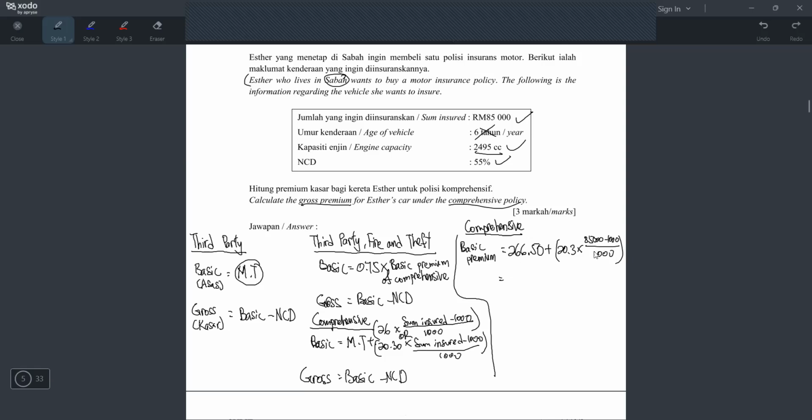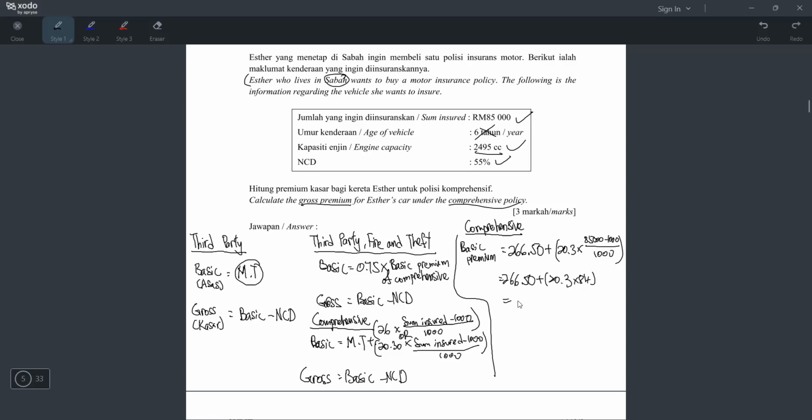Okay, what I'll do is I'll calculate this fraction first. What is 85,000 minus 1000? 84,000. And then divide 1000 is 84. So this will be 20.3 times 84 and then plus with 266.50. Now we press this whole thing in the calculator. Let me press 266.5 plus 20.3, 20 ringgit 30 cents, and then times 84. My calculator gives me 1971.7.